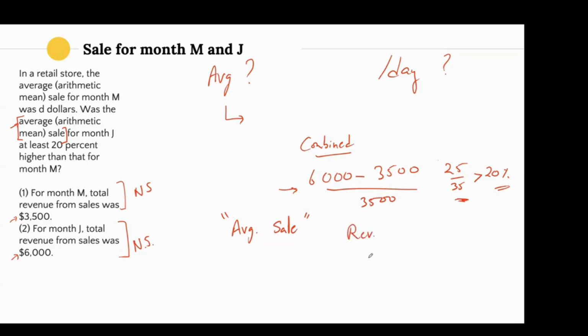And next, do we know how many transactions there were in the month M? Do we know how many transactions there were in month J? No. No idea about that. That's never been discussed. And that's why even the combination is not sufficient. The answer to this question is E. The key was understanding that average sale would be revenue divided by number of sales or number of transactions.